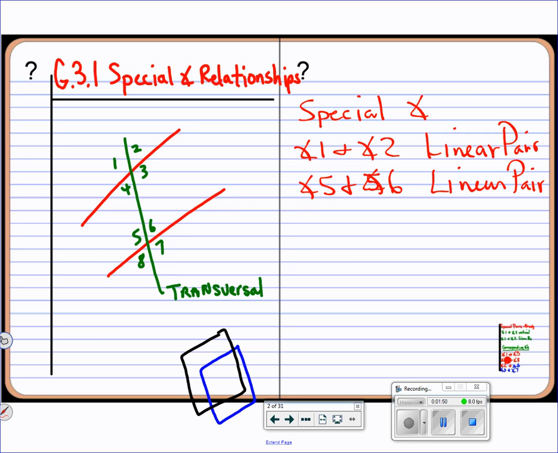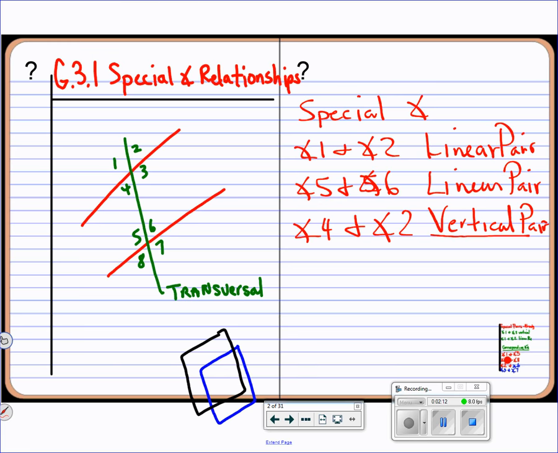Very good. Okay? Now take a look at angle 4 and angle 2. Could you tell me what kind of special name those have? I'm hoping that without too much fanfare, you know that's a vertical pair. Okay? And we already have a relationship between those things. Linear pairs are supplementary angles, and vertical angles are congruent. Well, I'm not interested in going back over those. I didn't have to start a whole new video.